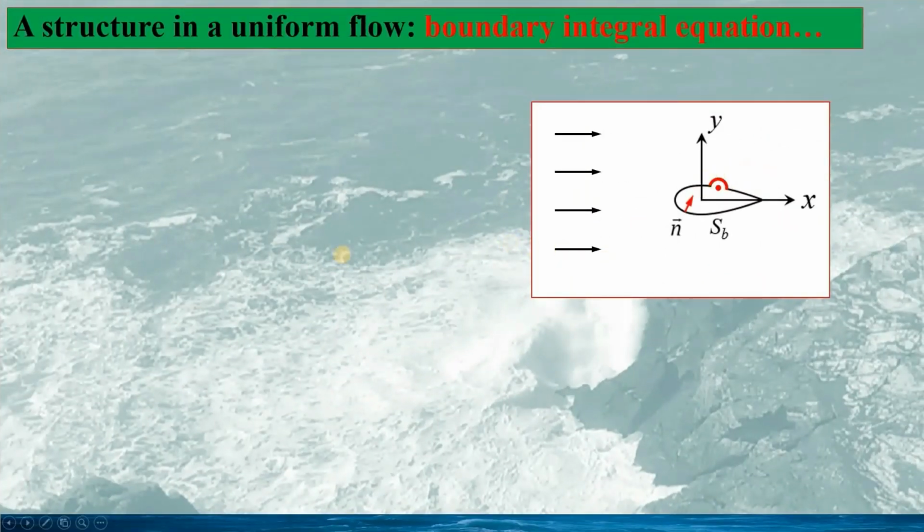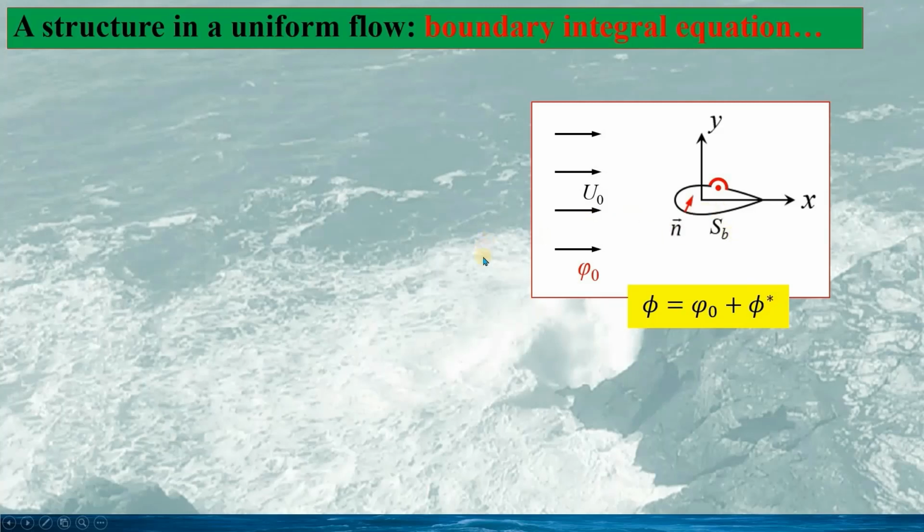Here we look at the problem. The uniform flow passes through a structure. The uniform flow velocity is u0, and the corresponding potential function is phi 0. Due to the existence of the structure, the potential function can be expressed as phi equaling phi 0, the potential for the uniform flow, plus phi star, the potential function due to the disturbance of the structure to the uniform flow.